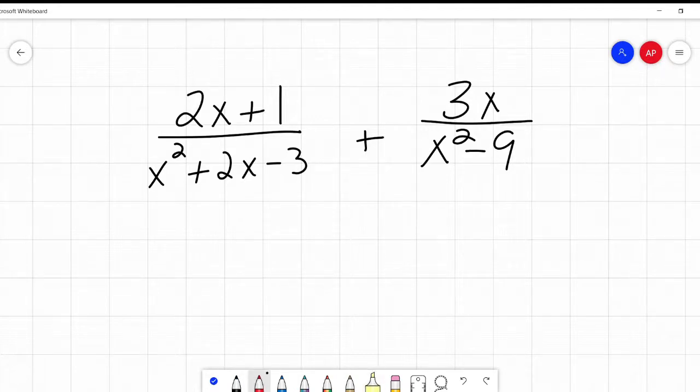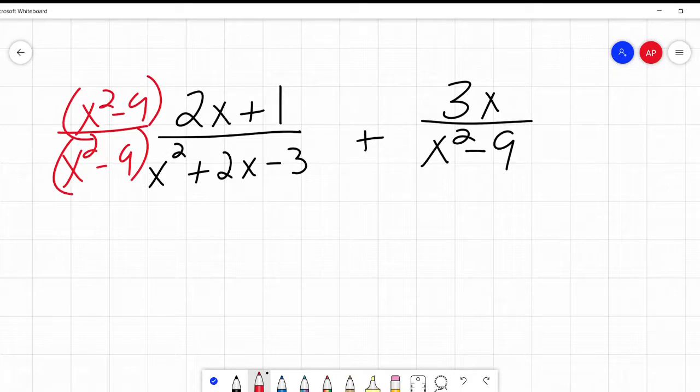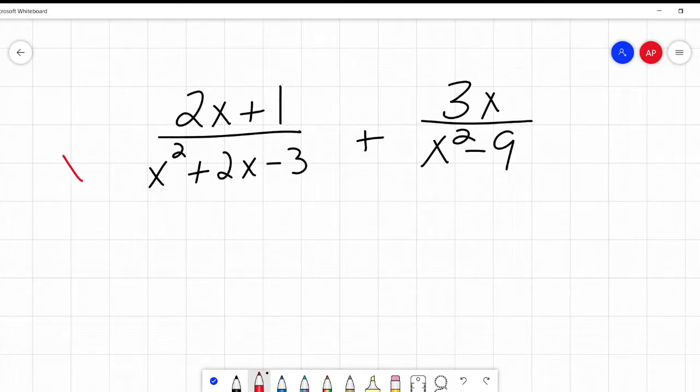Please do not jump to, oh, okay, since there's nothing in common, I need to multiply this one by x squared minus 9 over x squared minus 9. And over here, I need to multiply by x squared plus 2x minus 3. No, no, no. We don't want to do that. That will just make a mess. We need to do factoring of the denominators first.